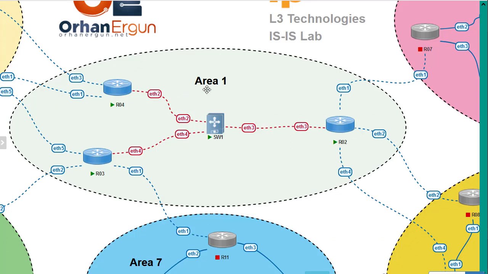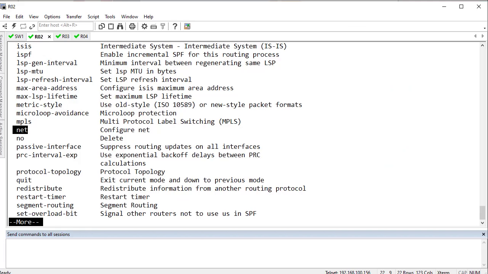We call it backbone, but it is not like OSPF. You don't have to configure it as 0. You can configure it as any number that you want. So the restrictions are not so much.